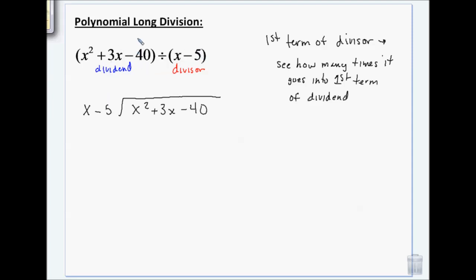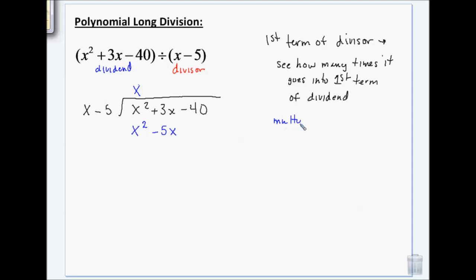Okay, this is the divisor, this is the dividend, and we want to look at the first term of the divisor, and we want to see how many times it goes into the first term of the dividend. Okay. x goes into x squared 1 time, right? Sorry, not 1 time, x times. Right, because x times x is x squared. x times negative 5 is negative 5x.